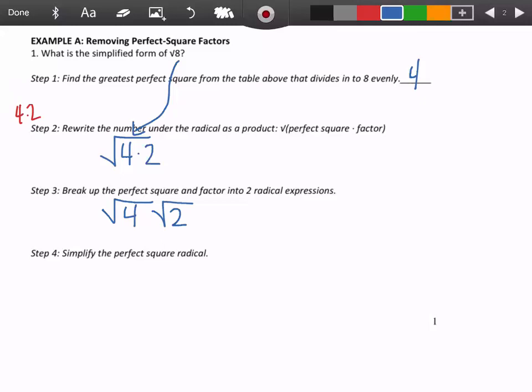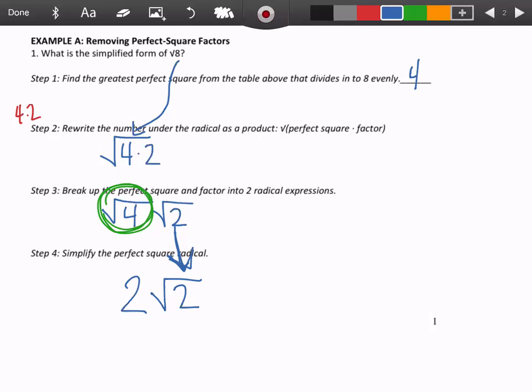So this is important too. This square root of 2 cannot be simplified. If you type in square root of 2 into your calculator, you're going to get an irrational number. It's never going to end, and it's never going to repeat. The square root of 4, however, is equal to 2. So this square root of 4 is equal to 2, and we lose the square root sign. We only keep the square root sign for the numbers that can't be simplified.